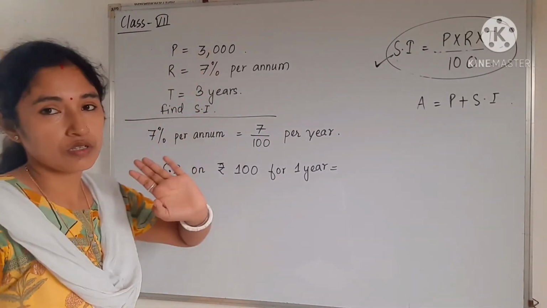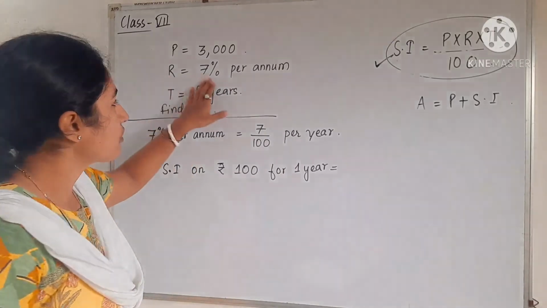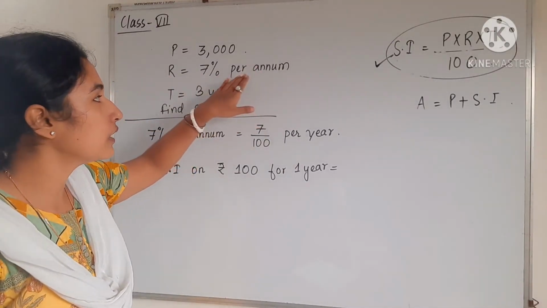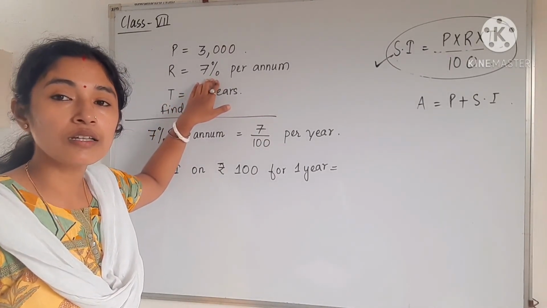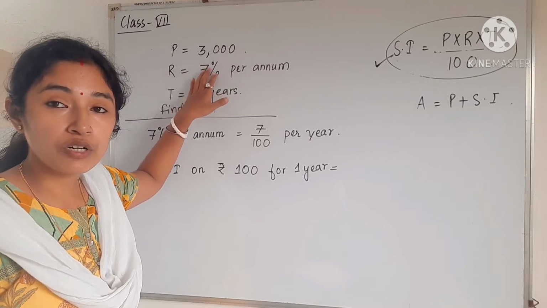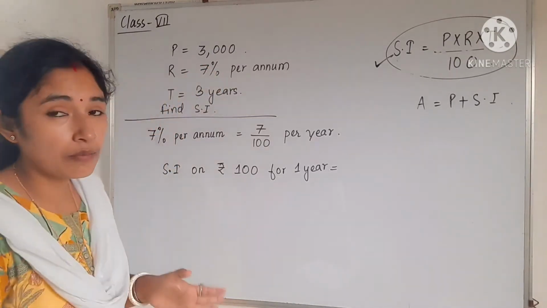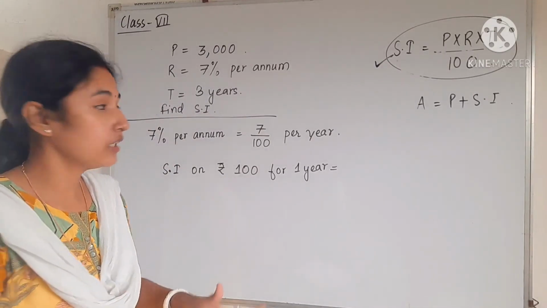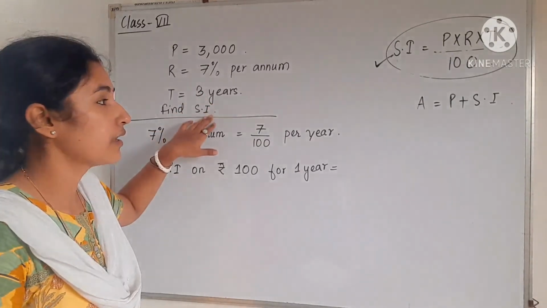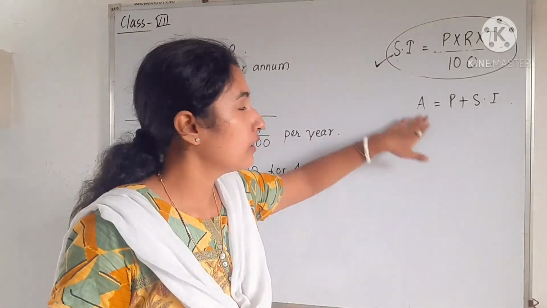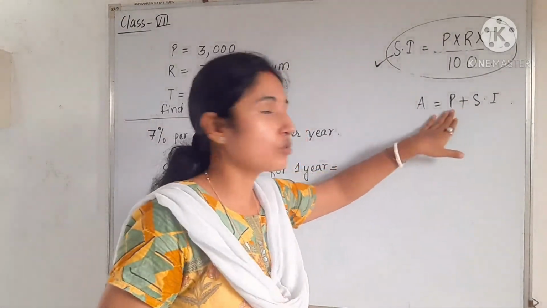Principal is given as 3000. Suppose you are depositing 3000 in a bank at the rate of 7% per annum. So in a year you should get 7% as the rate. That will be the amount of interest. From here only the interest is calculated. And for how much time do you want to deposit that money? For the time of 3 years. Now I want to find SI. If I find SI, then immediately we can find the amount also by adding simple interest to the principal.